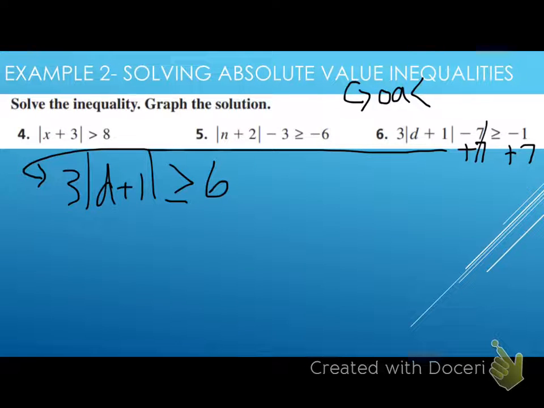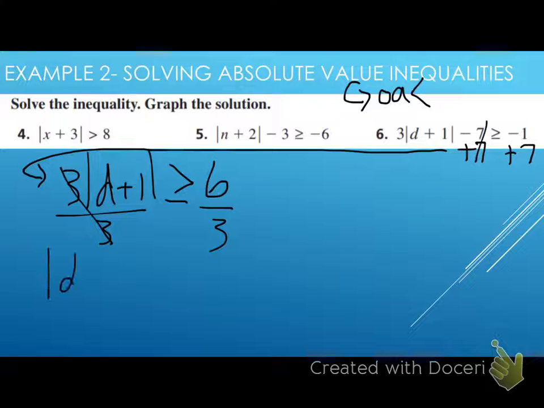Now what would I do with that 3? Distribute? No, I cannot distribute through an absolute value. Divide by 3. 3 is being multiplied by my absolute value. Inverse of multiplication is? Division. So if I divide by 3, it cancels out. Whatever I do to one side, I've got to do to the other.